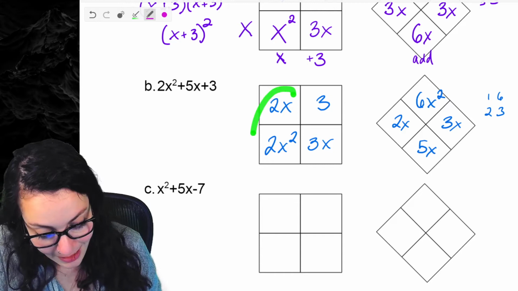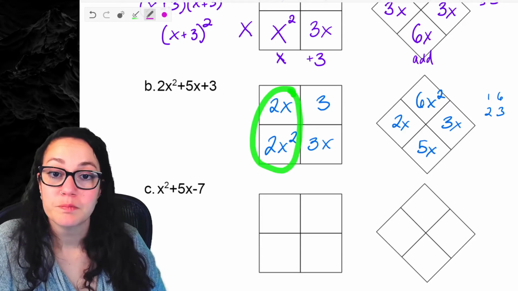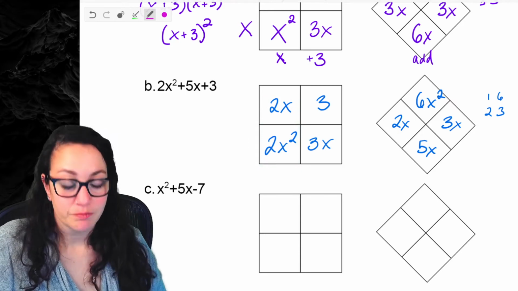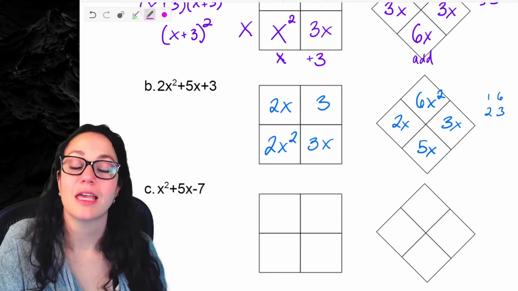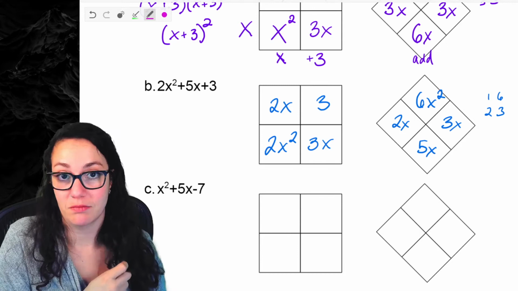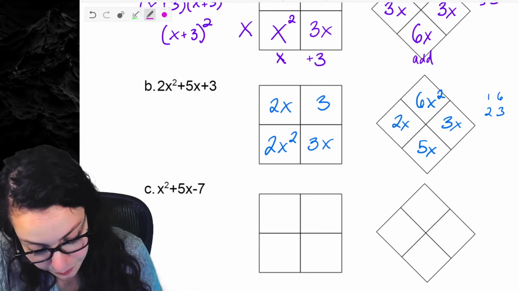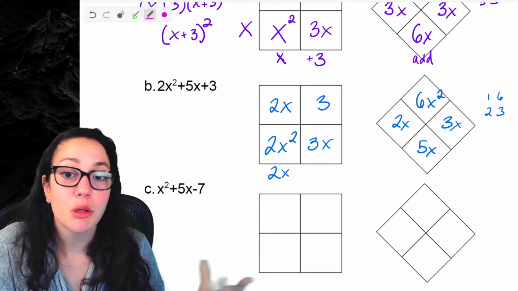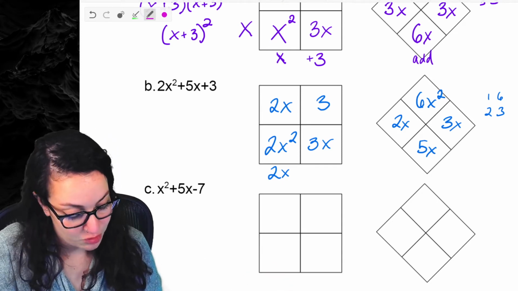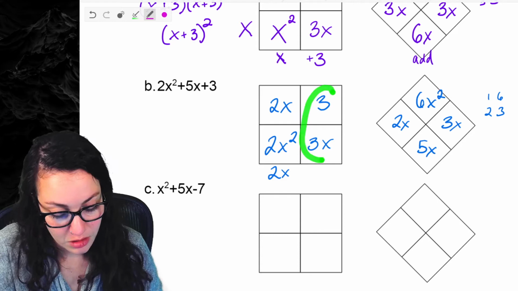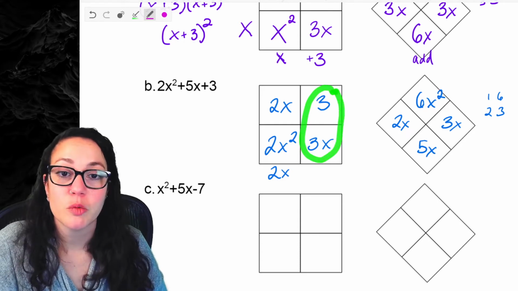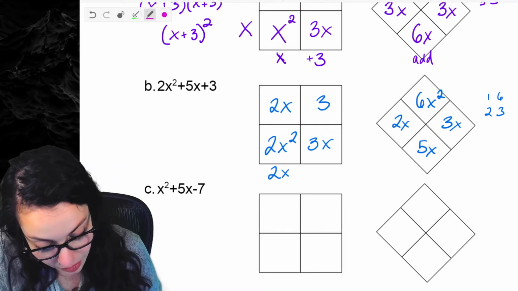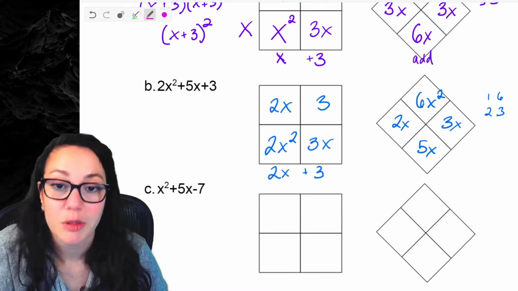So in this column, my greatest common factor is 2x. That's the biggest thing I can divide out of both of those terms and end up with a whole number. So I'm going to write 2x here. Then this time I'm going to go to the side. Why not? I'm just looking for my greatest common factors. My greatest common factor from those two terms, from 3 and 3x, is positive 3. I'm going to write that underneath.